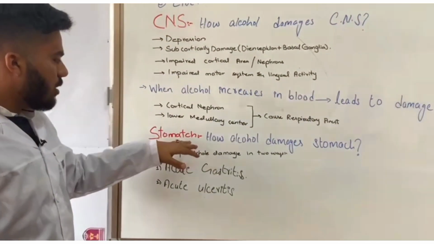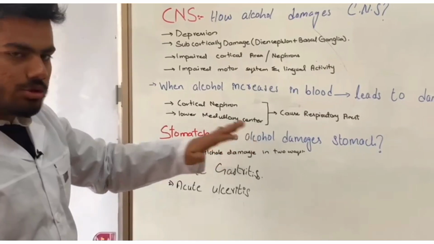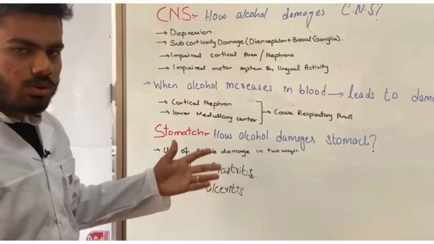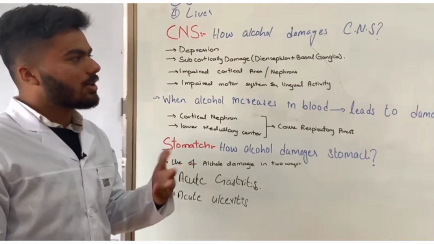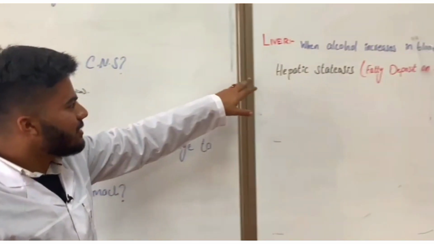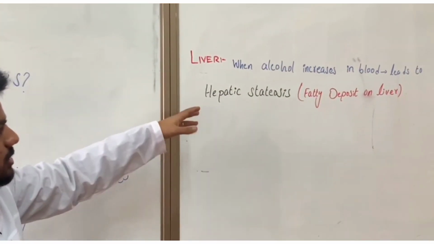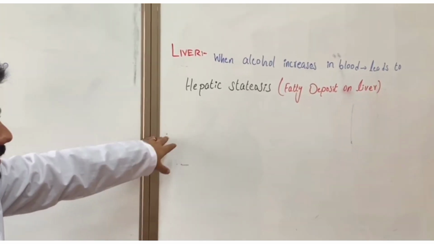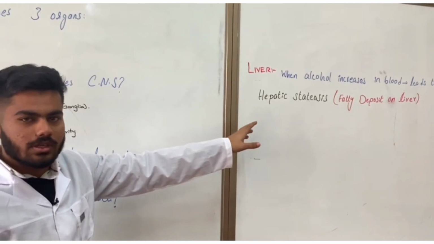Then the stomach. How does alcohol damage the stomach? Use of alcohol damages the stomach in 2 ways: acute gastritis and acute ulcers. Acute ulcers mean a heat burn occurs in the stomach. Then the liver. When acute alcohol increases in the blood, it also leads to hepatic steatosis, meaning fatty deposits on the liver, fats deposited in the liver.